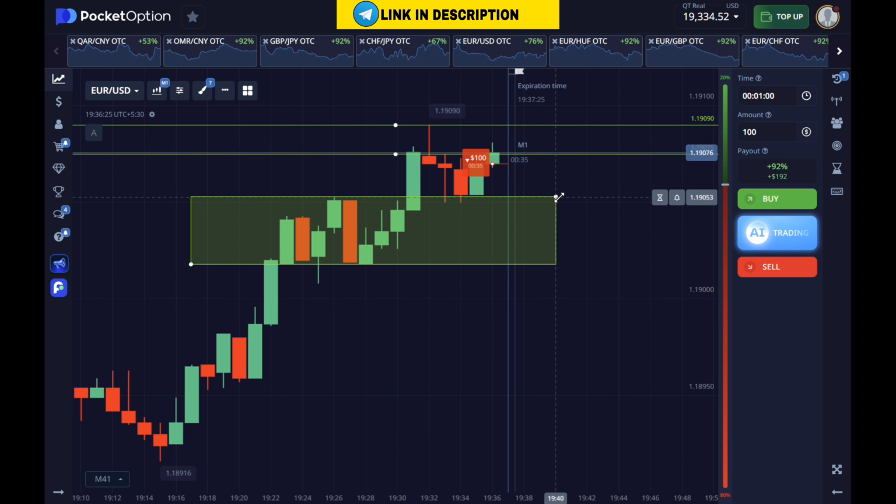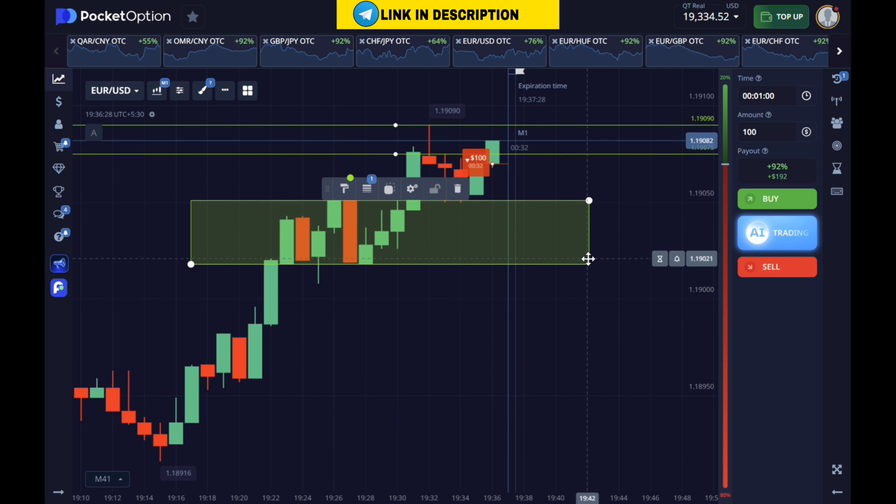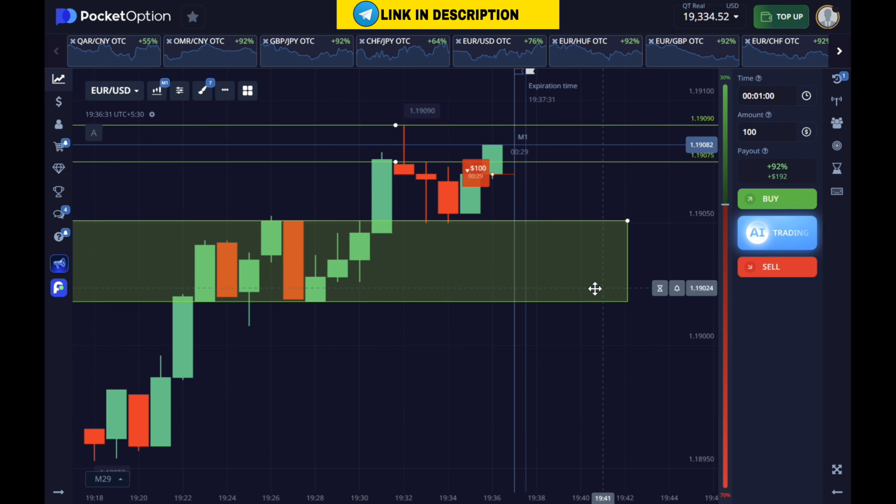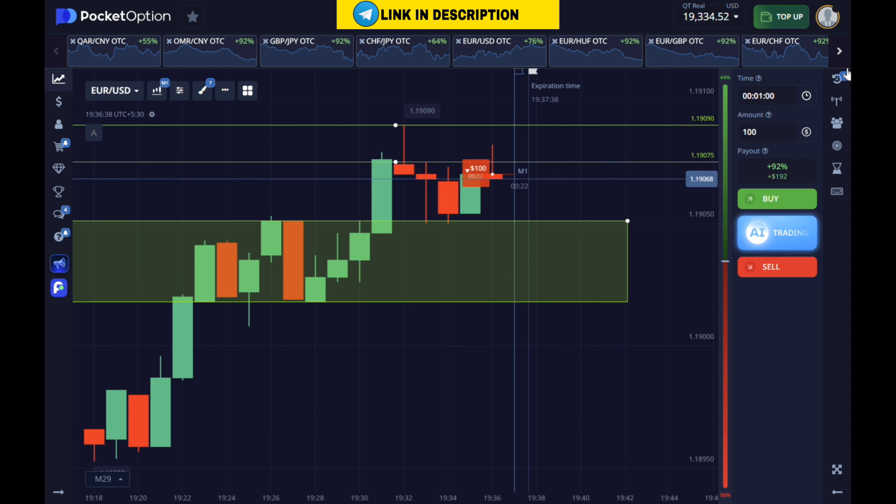Now, the market is moving upwards, so it will try to test here, and it's possible that later it might even break out of the rectangle. That would be a completely different scenario. For now, let's wait a bit until this candle closes.